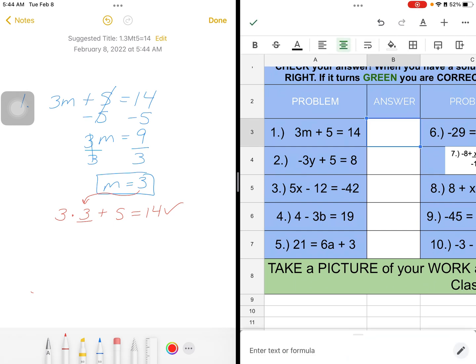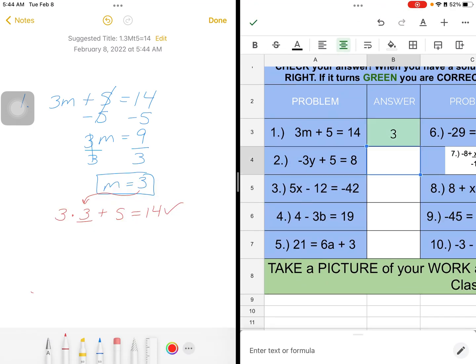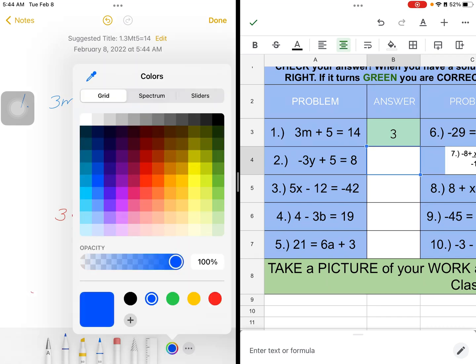Then, just to verify, you go over to the spreadsheet, and in the spreadsheet, you're going to only this time type the answer, which in this case we said was 3. And if it's correct, it will show up green. If it is not correct, it will not turn green for you. But again, you're only putting the number in this time. All right? Let's try one more together as a review.